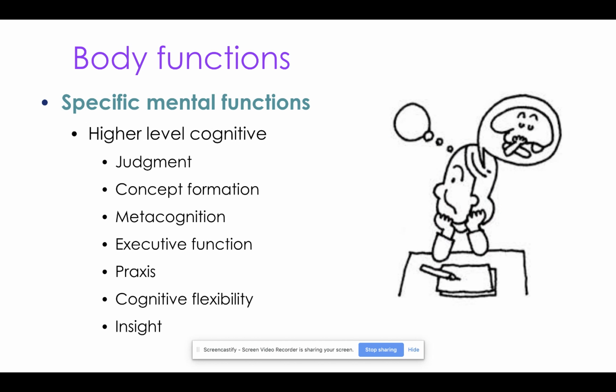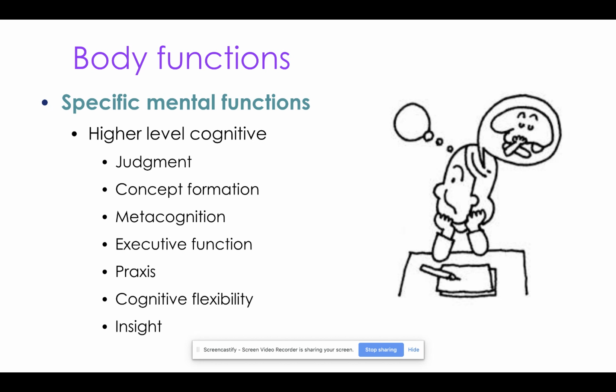The next category is specific mental functions, and this looks at those higher level cognitive abilities, such as judgment. Thinking is something safe or not safe? So you're looking at something hot or cold. These are judgment calls, okay? These are higher level specific mental functions.